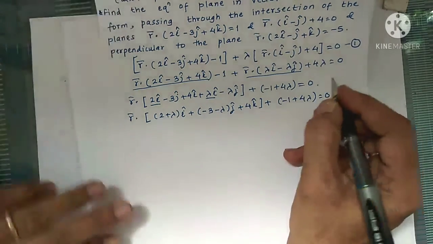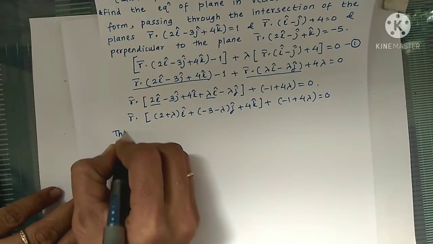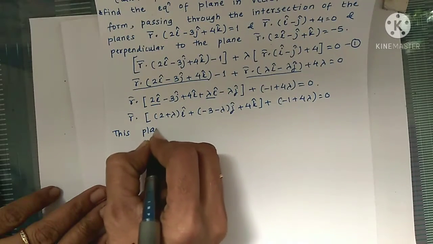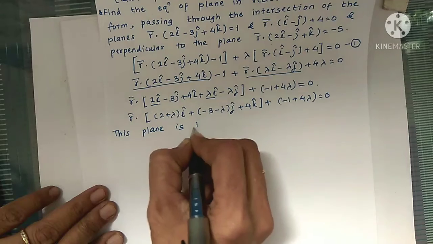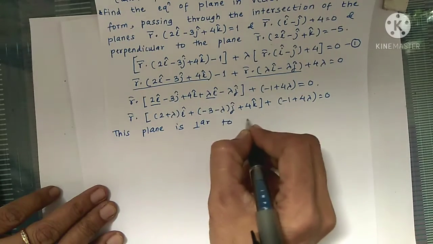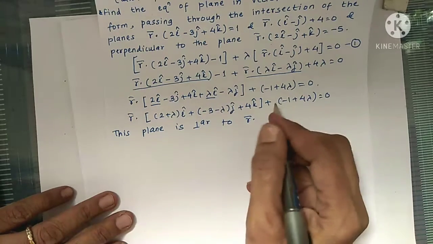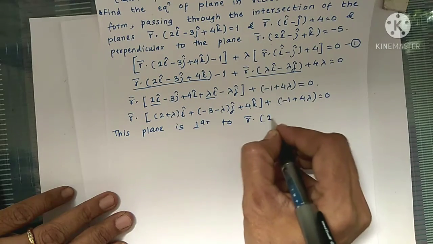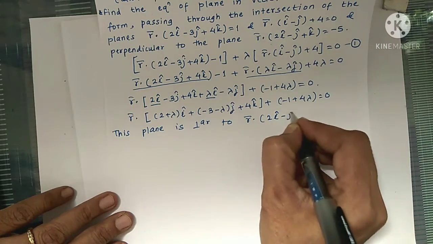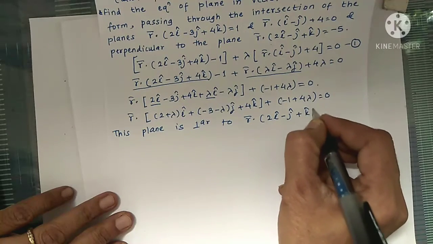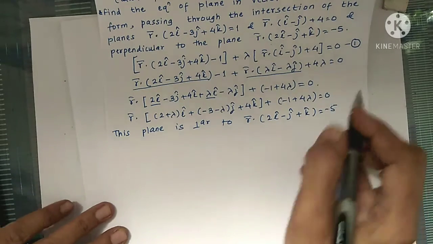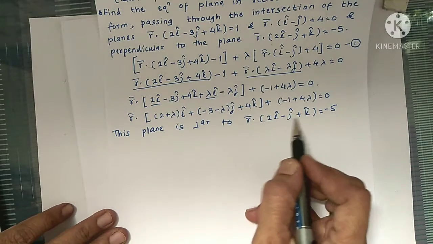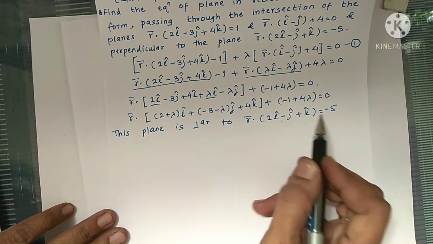Now this is given that this plane is perpendicular to the plane r bar dot (2 i cap minus j cap plus k cap) equal to minus 5. Now the normal to this plane is 2 i cap minus j cap plus k cap.